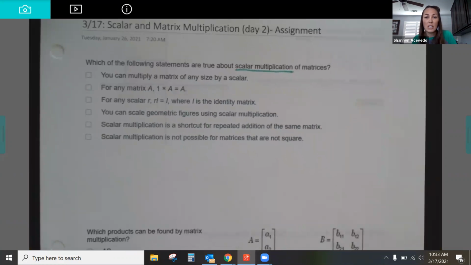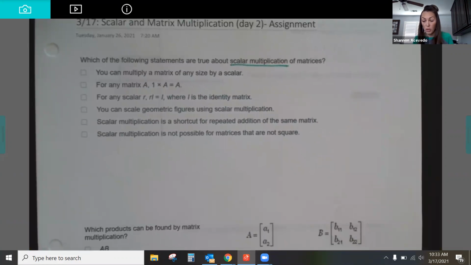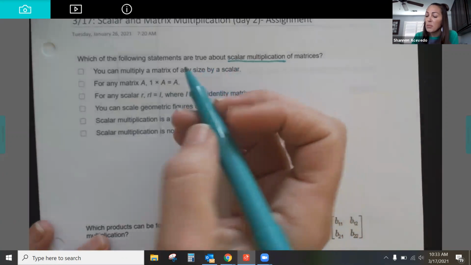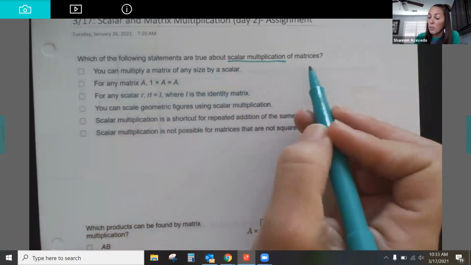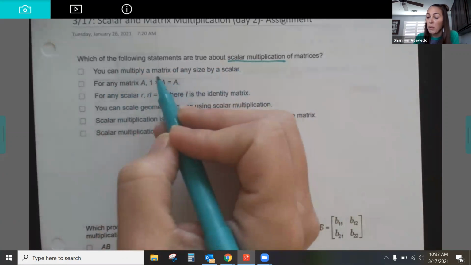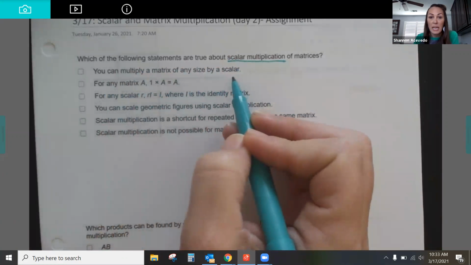So again, we're checking the ones that are true, all that apply. It's not just pick one. Make sure that you don't see the first one and then go, oh yeah, I got it, and submit, because you'd get it wrong. It says, which of the following statements are true about scalar multiplication of matrices? You can multiply a matrix of any size by a scalar.